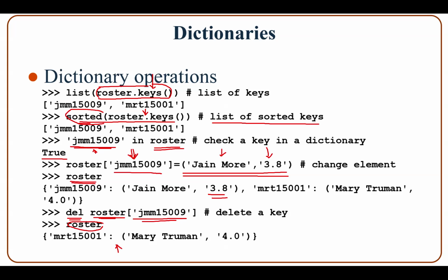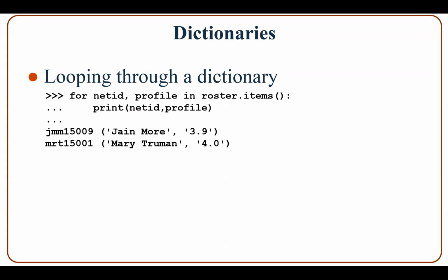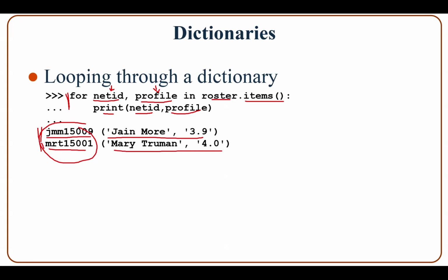You can loop through a dictionary using this syntax, for example, net ID and profile. So this would be like a pointer, for the key and for the value, for net ID, profile in roster.items. And then you can print net ID and print profile. This is what you see later on: net ID and profile. So this is the keys, and that is the values.